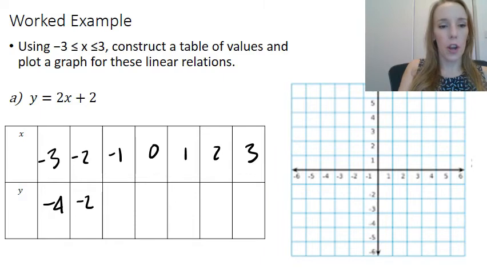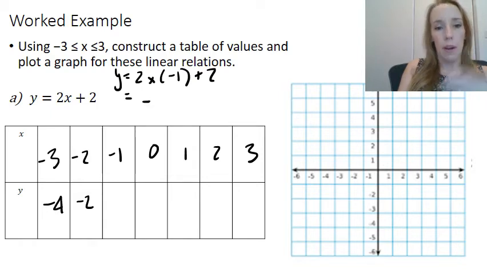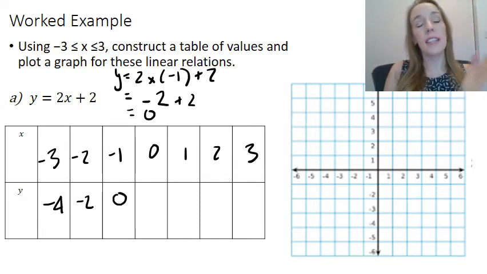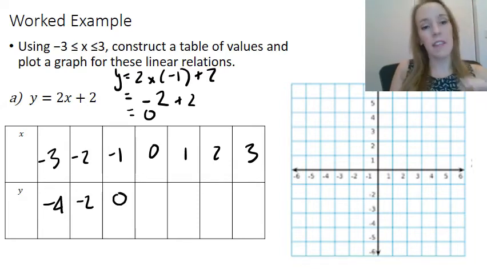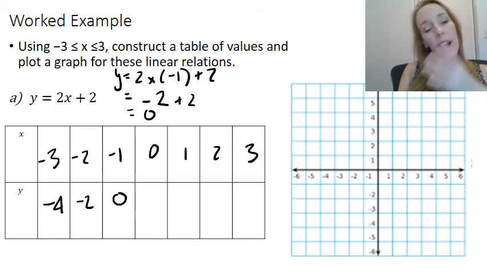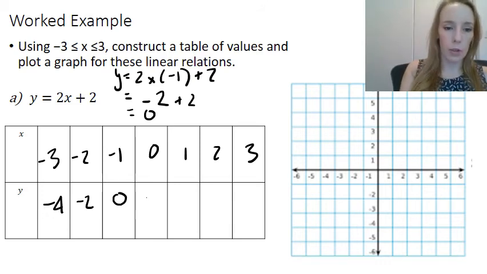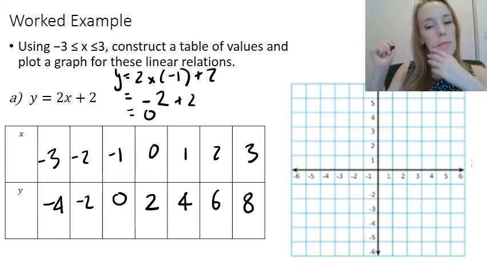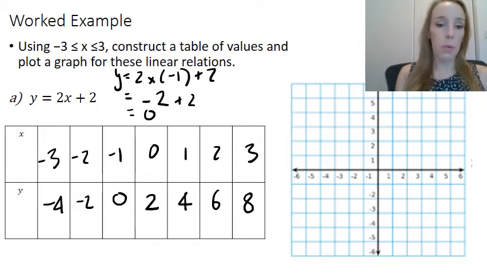Okay, so now we've got y equals 2 times -1 plus 2. It's going to be a negative. 2 times 1 is 2, plus 2, 0. Okay, so we can start to see the pattern again. This time, as x increases by 1, y increases by 2. So this will give us 2, 4, 6, 8. And from there, we're going to plot these points again.